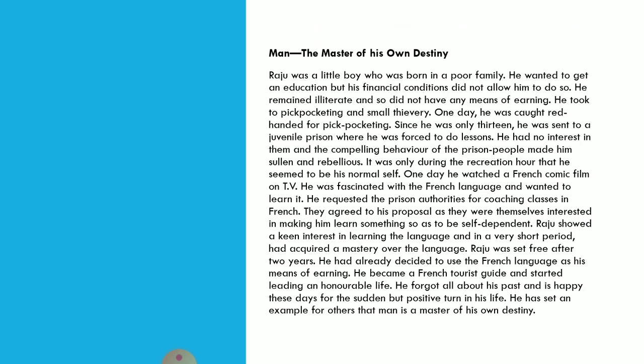Raju was a little boy who was born in a poor family. He wanted to get an education, but his financial conditions did not allow him to do so. He remained illiterate and so did not have any means of earning. He took to pickpocketing and small thievery. One day, he was caught red handed for pickpocketing. Since he was only 13, he was sent to a juvenile prison where he was forced to do the lessons.